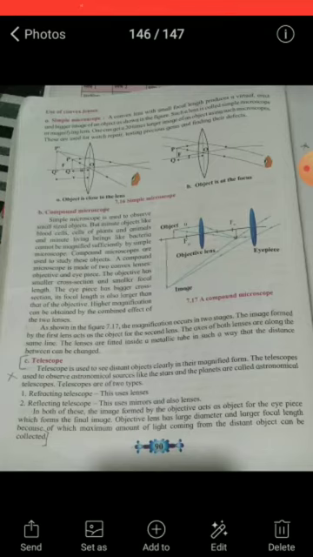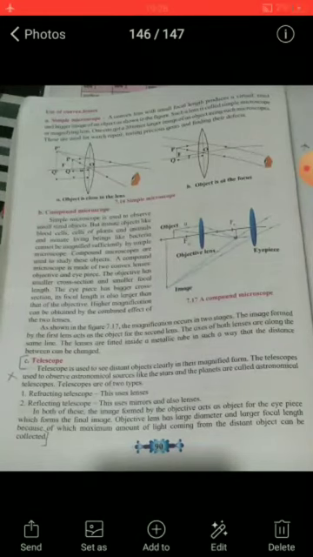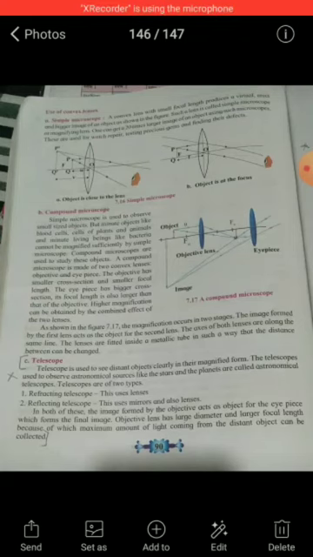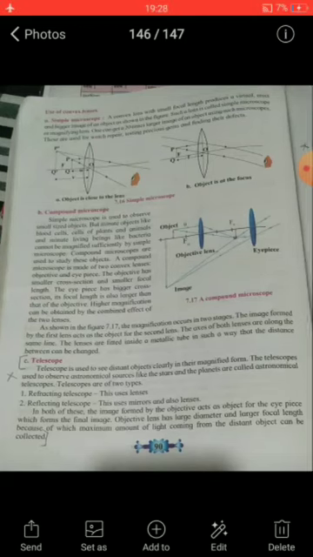A compound microscope is made up of two convex lenses, the objective and the eyepiece. The objective has a smaller cross section and smaller focal length. The eyepiece has a bigger cross section and its focal length is also larger than that of the objective. Higher magnification can be obtained by the combined effect of these two lenses.